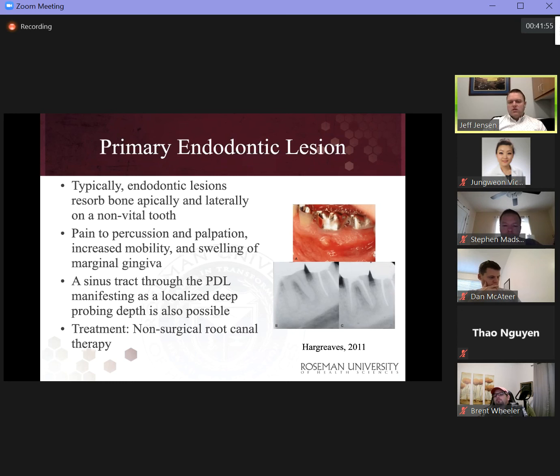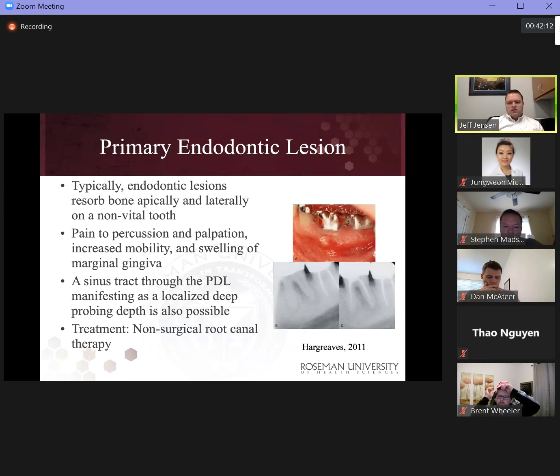You may notice a sinus tract through the PDL, and occasionally this manifests as a deep probing depth with drainage. However, that's not always found. And the treatment for this, obviously, is a non-surgical root canal.